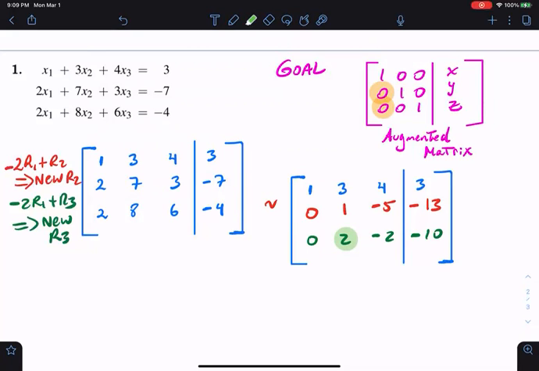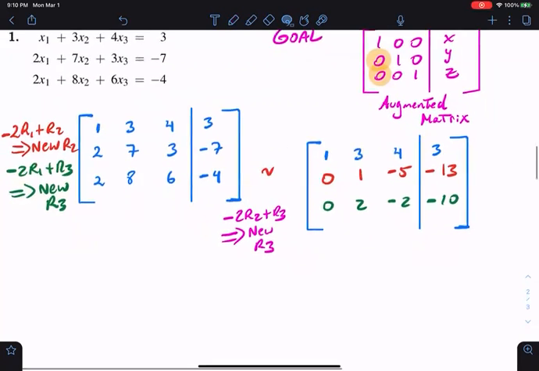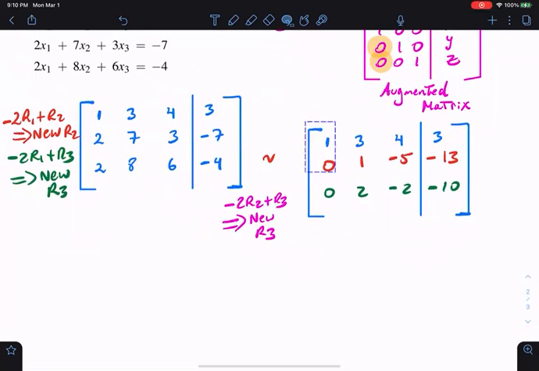So in order for me to get rid of that element, I will multiply row 2 by -2. So I'm doing -2 row 2 plus row 3 to give me new row 3. Okay, so what that means is that everything else will remain the same except row 3. So let me do that.